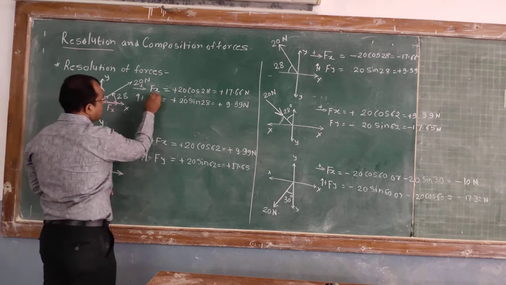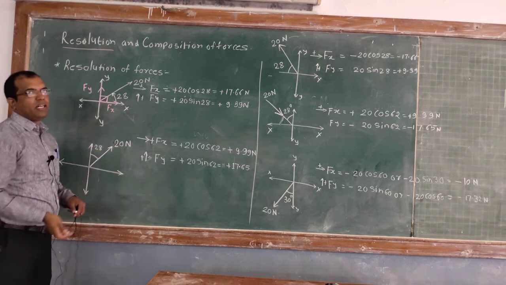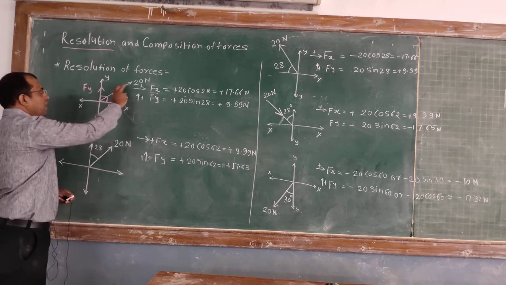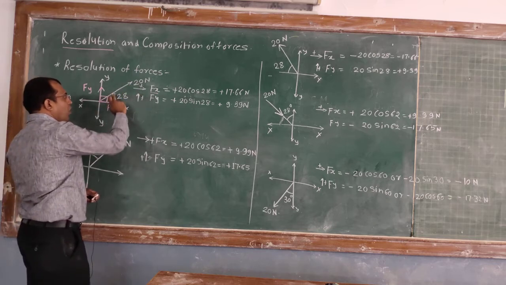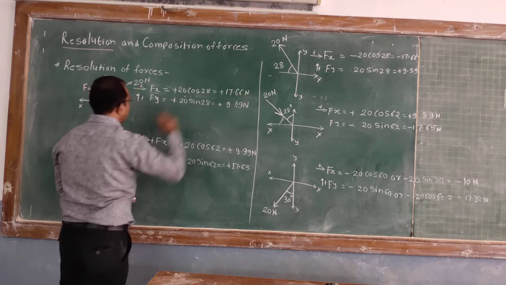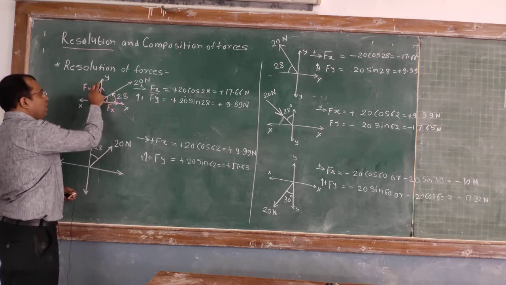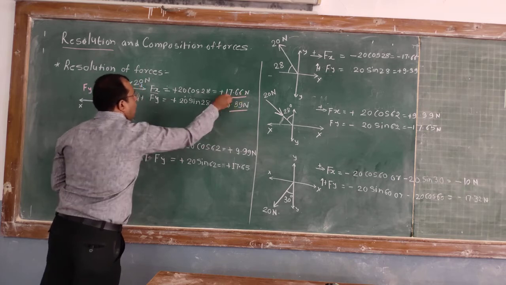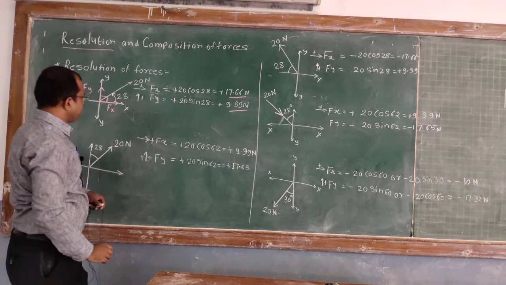Let's take the first one. We have to resolve this force into its x direction. What is the formula? We already learned it in the third lecture: F cos theta. Here F is 20 and theta is 28 degrees. So 20 cos 28 is 17.66 Newton. The other component, in the y direction, is 20 sin 28, which is 9.39 Newton. You can find the answer by substituting the values using the calculator.